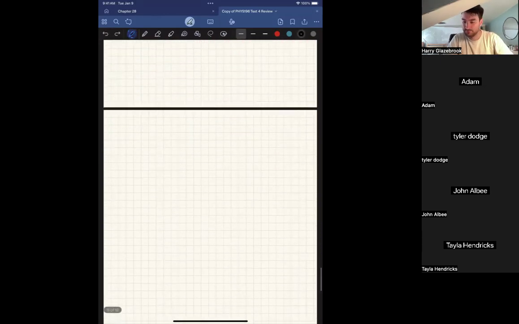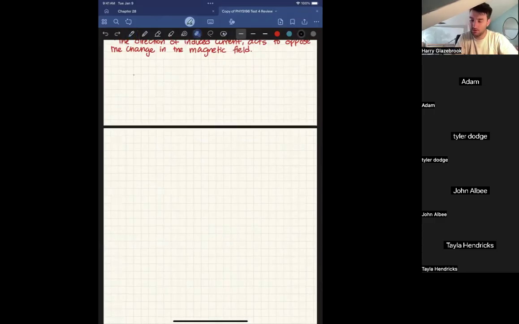So I'm going to give you guys a general rule here. So we have our loop. We have our external magnetic field pointing up like this. Now, let's say the problem says B, or this magnetic field, is now increasing. So it's getting higher and higher and higher. So our induced magnetic field, which comes from our induced current, is going to oppose that change.